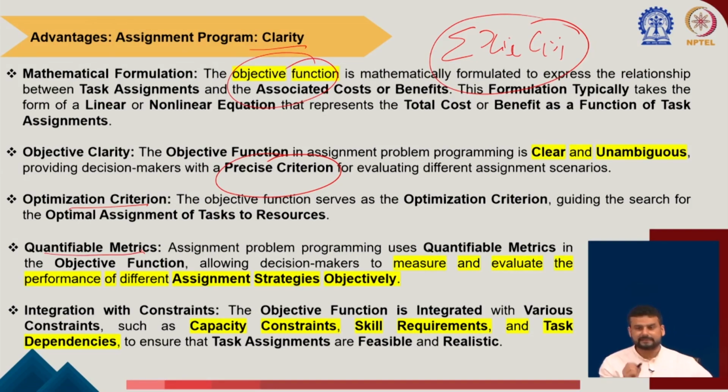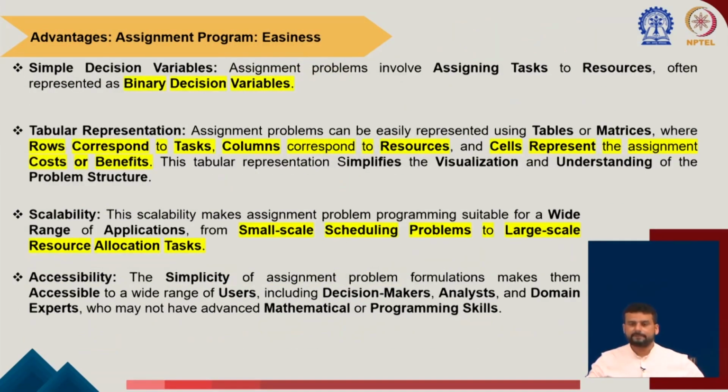Quantifiable metrics, subjectivity is not there, because whatever the best solution is coming out, that is the objective solution we are getting out of this, right? That this particular job should be assigned to this person and the cost will be 150 rupees. Very clear, right? Integration with constraints, because we are considering all the constraints, what our resources are capable of. So that way we can find out the constraints and we can amend those constraints on the objective function.